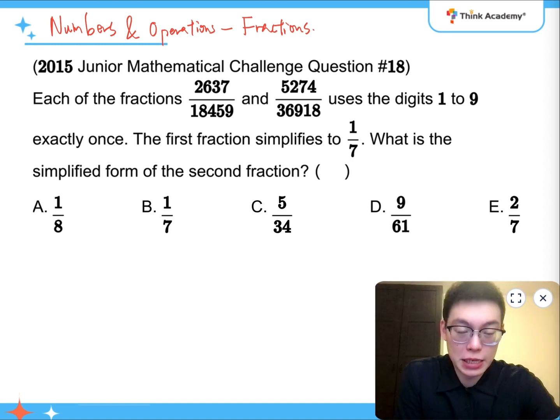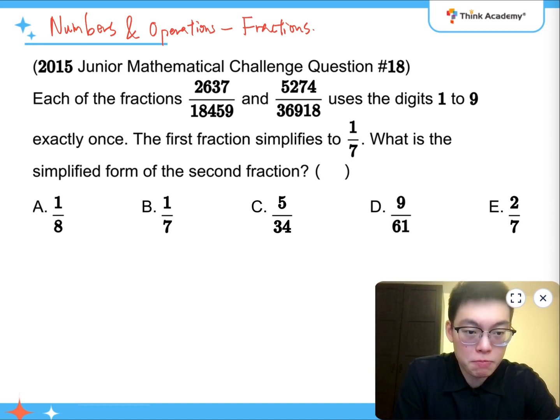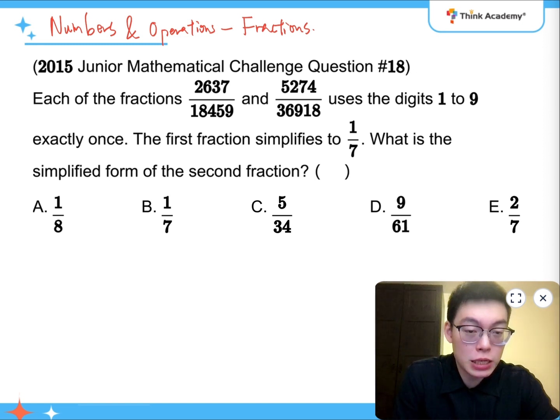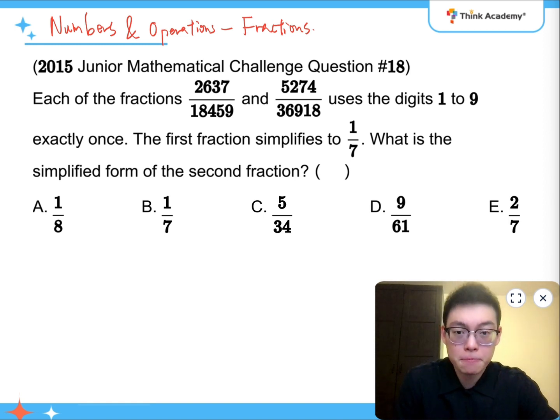Or to express it as dividing the numerator by the denominator to give a decimal and then convert it back to a fraction. That's okay. But it would be really unrealistic in this question because the numbers are too big for you to do that.